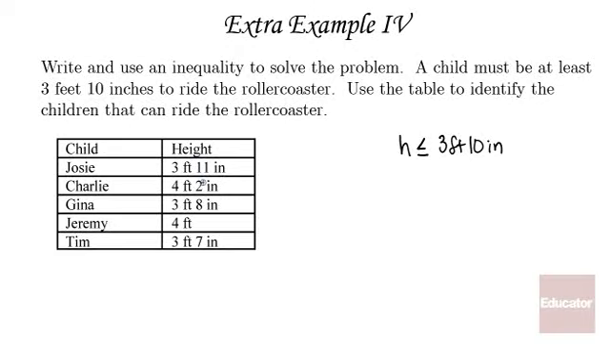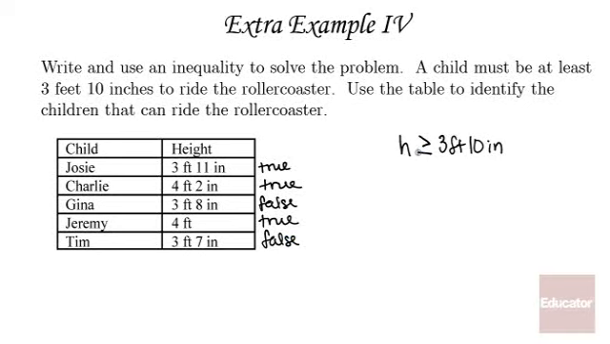The height has to be greater, sorry, we're switching it. The child has to be taller than 3 feet and 10 inches. So at least 3 feet and 10 inches. And now let's see which one works out here. 3 feet and 11 inches, yes, that holds true. 4 feet and 2 inches, yes, that's still greater than 3 feet and 10 inches. 3 feet 8 inches, false. This person is not tall enough. 4 feet, yes, that's taller. And 3 feet 7 inches, false, not taller.